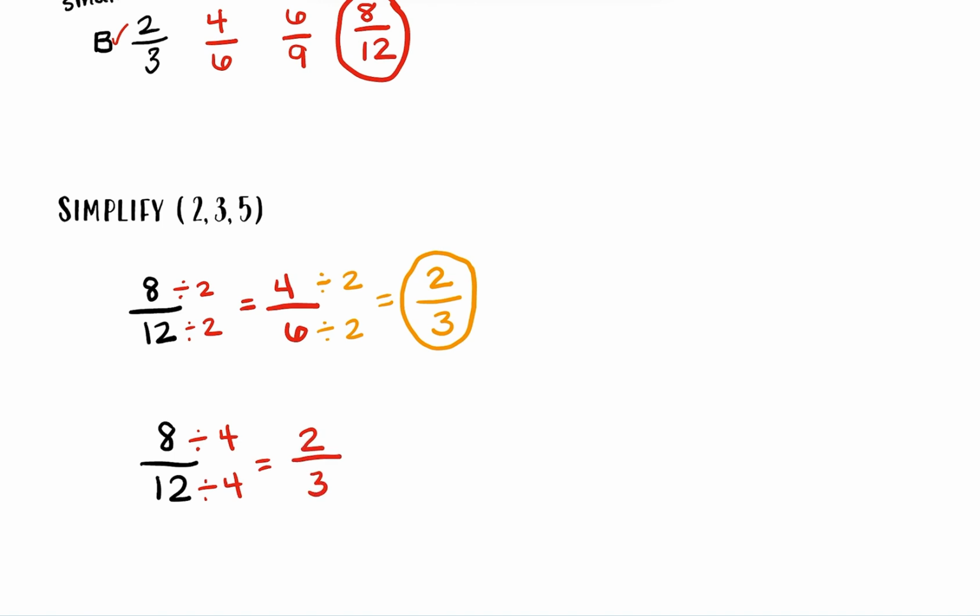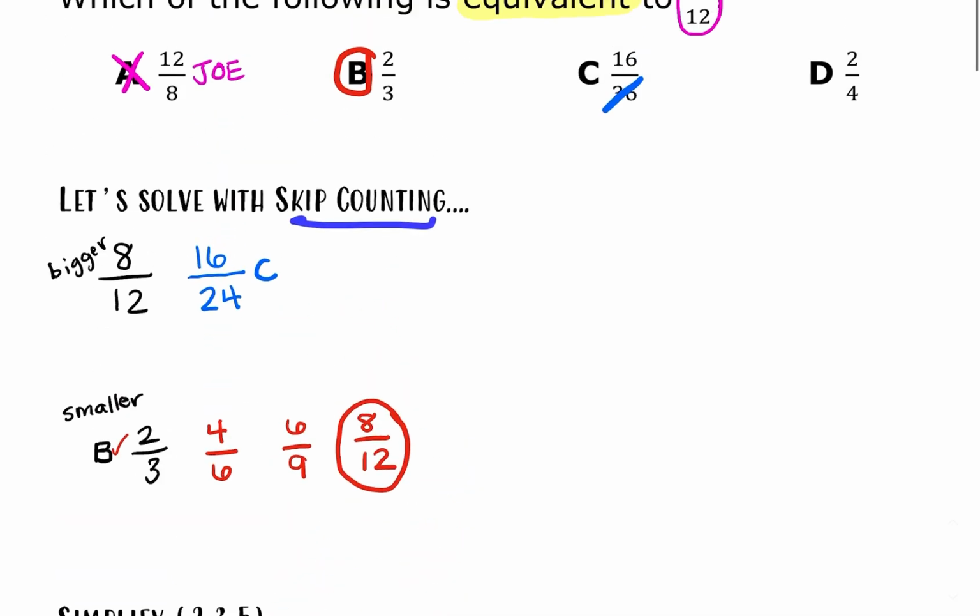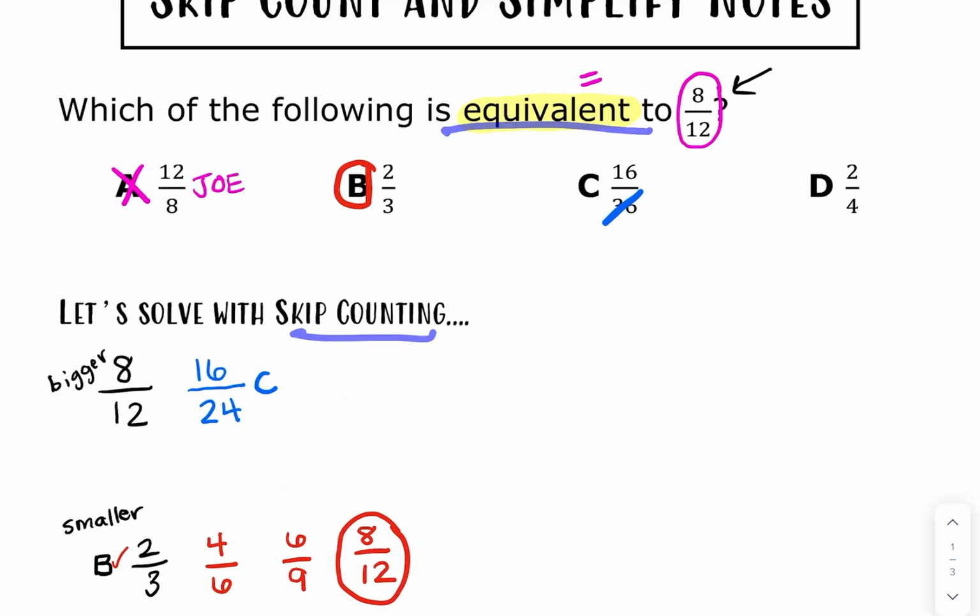And again, the reason we can do that is because we simplified by 2 twice, and 2 2s give me a 4. So both of these will give you the same answer. And then that is how we can use skip counting or simplifying to find equivalent fractions.